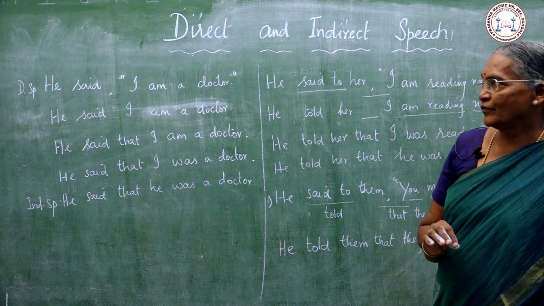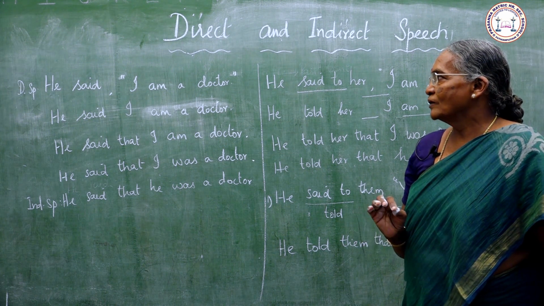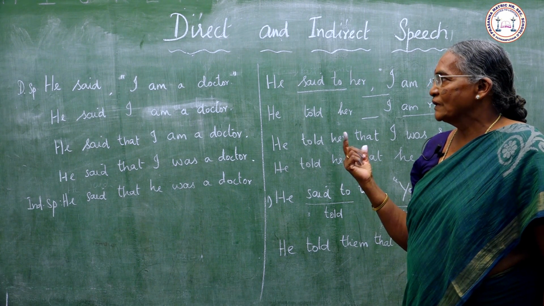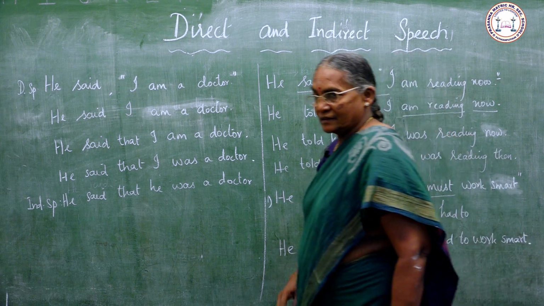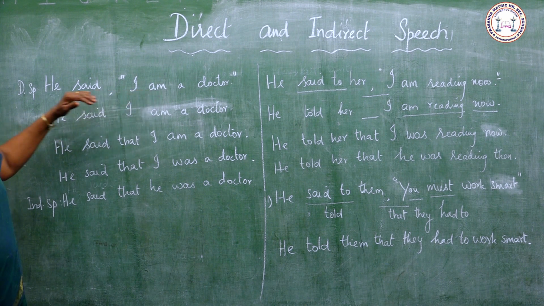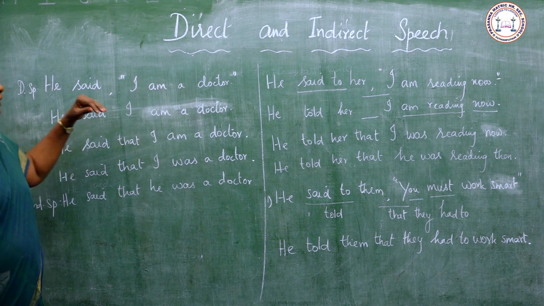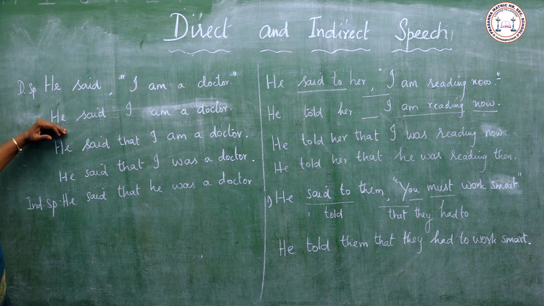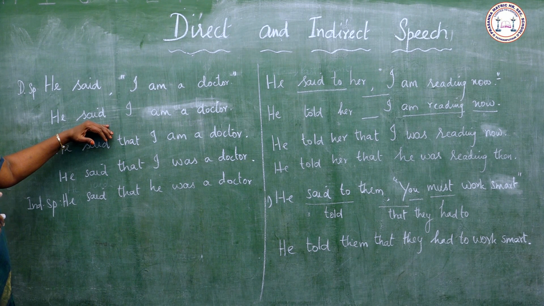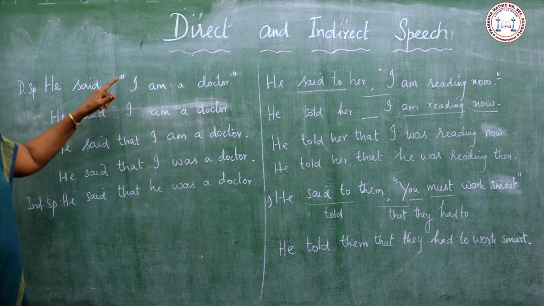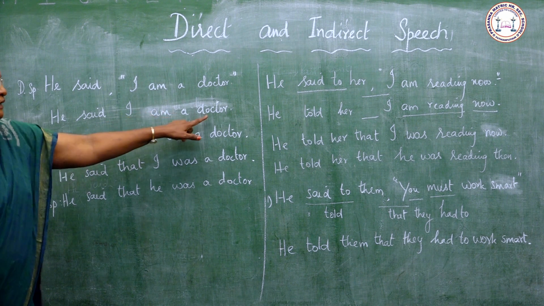We have seen different kinds of sentences, and we also have seen how the tenses are changed. Now we shall see an example. He said, "I am a doctor." Now we are going to change this sentence from direct to indirect. What is the first thing we have to do? We have to remove the comma and quotation marks. Write the sentence: he said, I am a doctor.